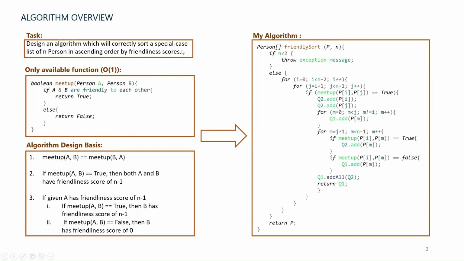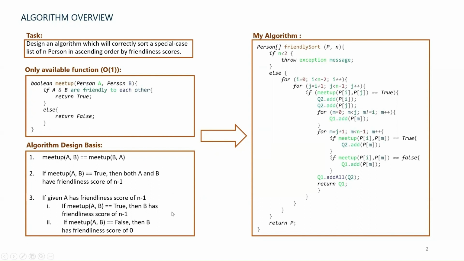Briefly, our task is to design an algorithm which will correctly sort a special case list of n persons in ascending order by friendliness scores. The only available function to call is meetup(person A, person B). Assume the object person is given. If A and B are friendly to each other, the function will return true, otherwise it returns false.